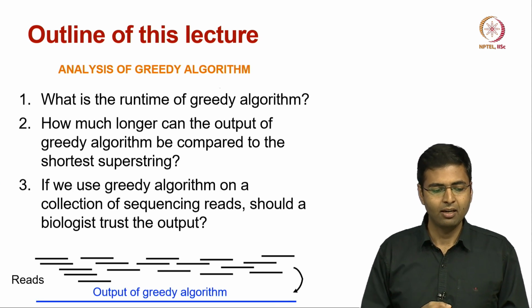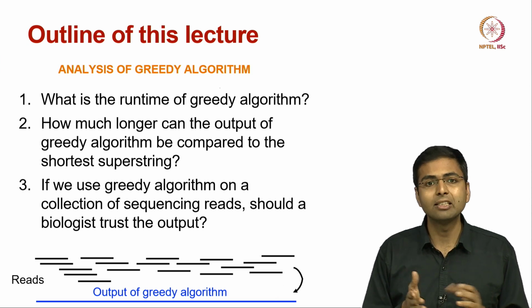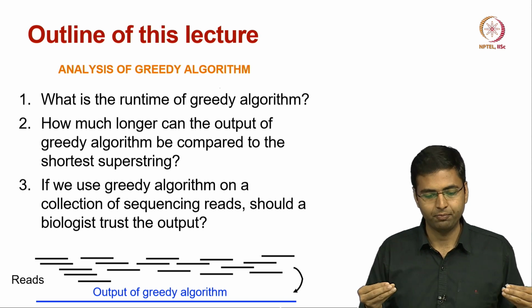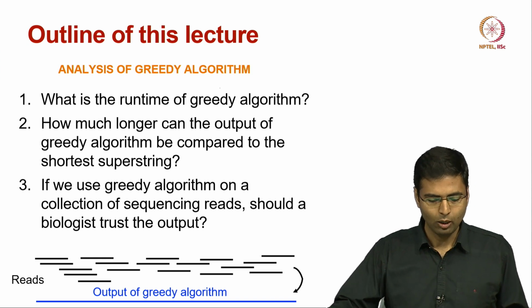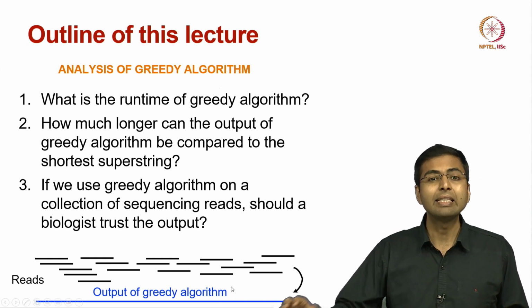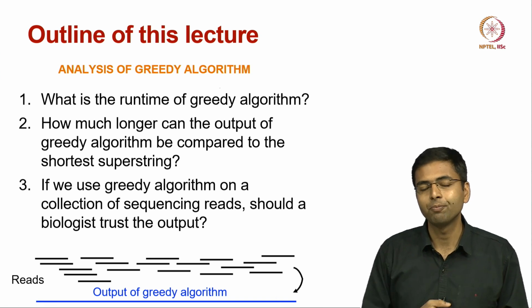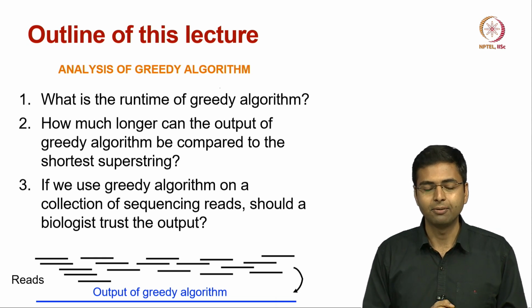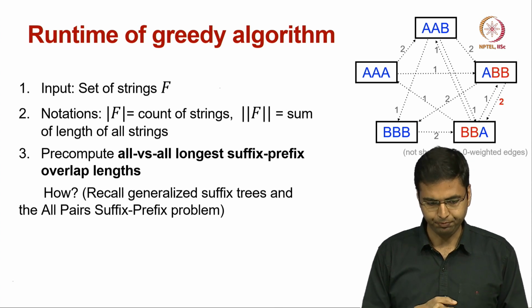And finally, the third question is a more practical question. If we use the greedy algorithm on a collection of sequencing reads, and suppose we run it and get the output string, should a biologist trust the output? That is, does whatever output we see correspond to the true genome sequence? We are going to address these questions one by one in the next slides. As the first step, let us analyze the runtime of the greedy algorithm.